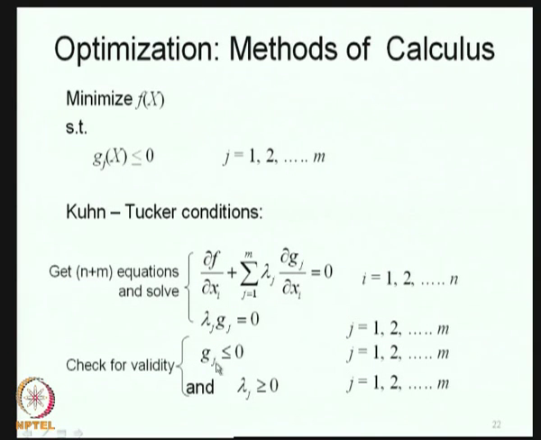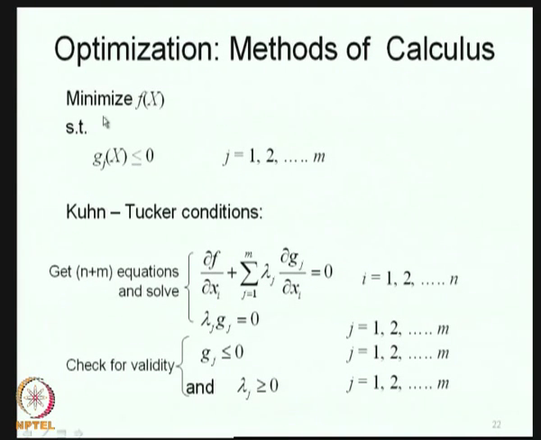Then you use the other conditions, namely gj less than or equal to 0 and lambda j greater than or equal to 0, to verify which among these various sets of n plus m values that you would have obtained in fact satisfy these conditions also. So, we solve using the first n plus m conditions, and check whether these solutions in fact satisfy the other two conditions. So, this is how the Kuhn-Tucker conditions are stated and used for optimization problems.